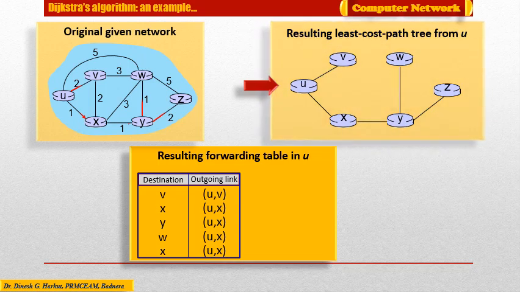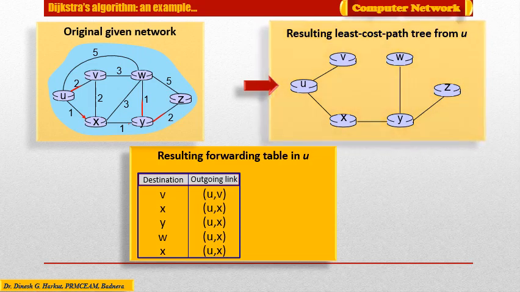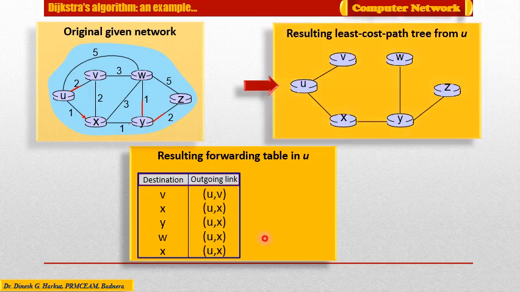Here, except node V, all other nodes, that is node Y, node W, node Z, are passed through node X. The forwarding table in a node, say node U, can then be constructed from this information by storing for each destination the next hop node on the least cost path from U to the destination. This is the forwarding table which is stored at node U.